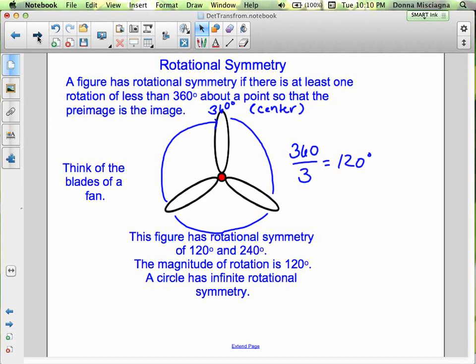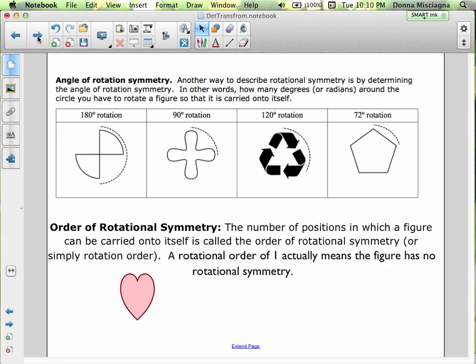All right, so we're going to look at some more figures on this page and look at rotational symmetry. Angle of rotational symmetry. Another way to describe rotational symmetry is by determining the angle of rotational symmetry, in other words, how many degrees. Radians is another way to measure angles. We're only going to be working with degrees around a circle that you have to rotate a figure so it is carried onto itself. That's what the definition of rotational symmetry is.